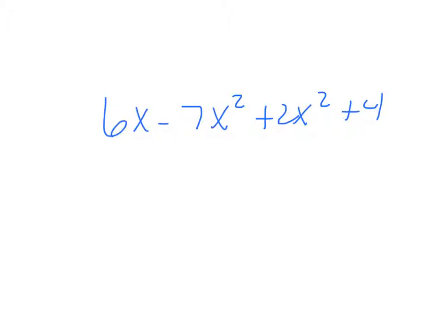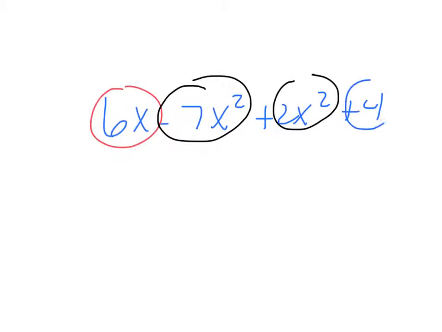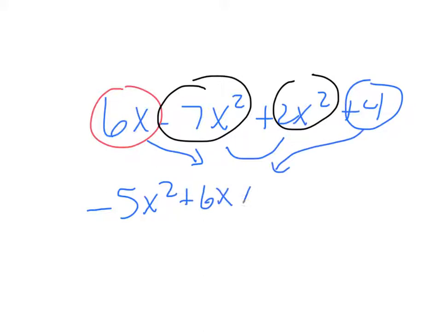On this one, what you're asked to do is simplify. Again, we have to combine like terms. Here's a 6x, but there are no other x's. There is an x squared and an x squared, and then finally, there's a constant. So I'm going to combine these two x squared. If I have negative 7 and plus 2, that's a negative 5x squared. I'm then going to bring down the 6x, so plus 6x, and then finally the plus 4, and there you have three terms: negative 5x squared plus 6x plus 4.